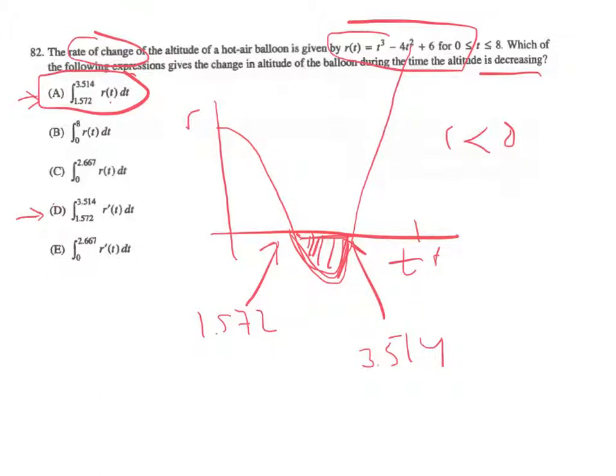Because r prime, what will that give you? Well, if r was the rate, then this is almost the velocity, so that in the end, this will just be r of 3.514 minus r of 1.52, so that will give you actually just the change in the rate over that time. So that's not as useful.